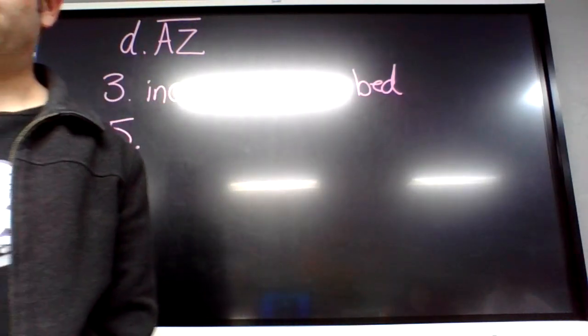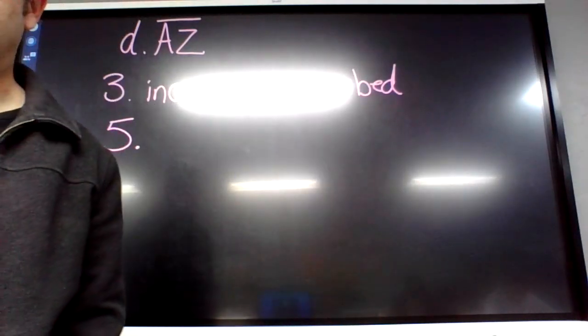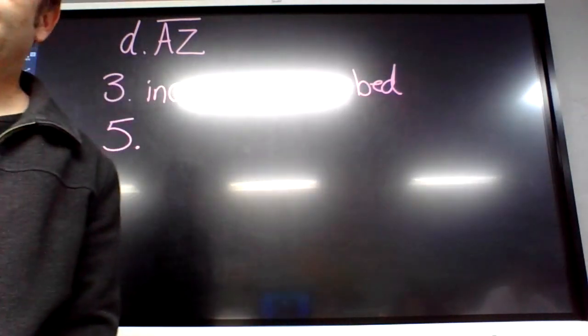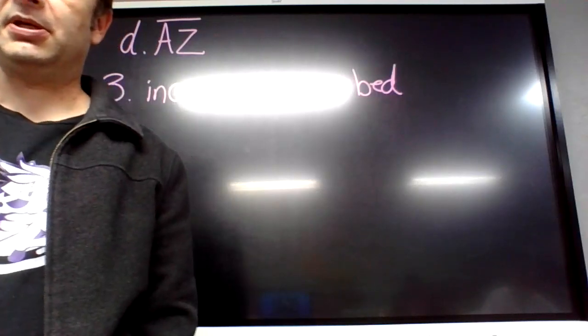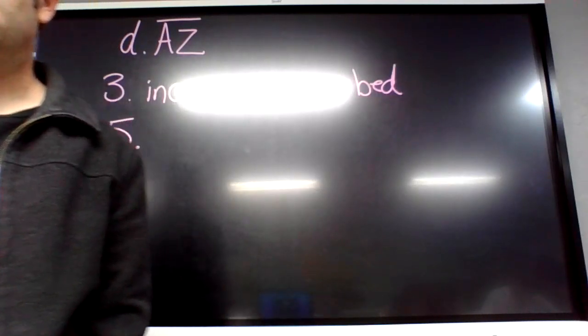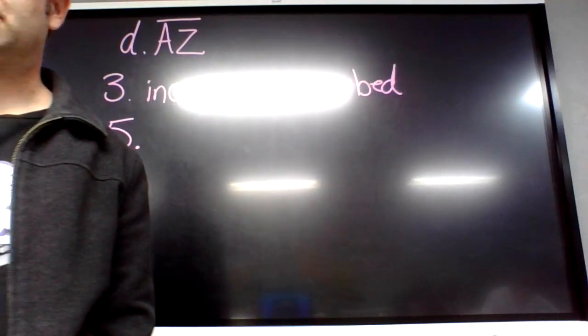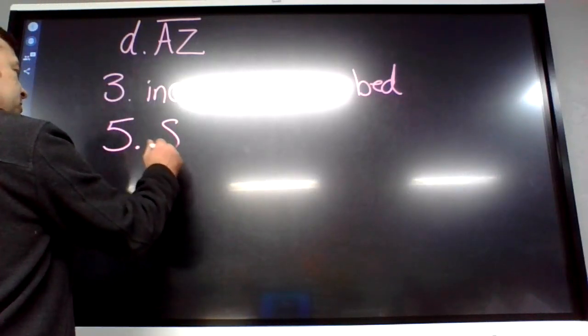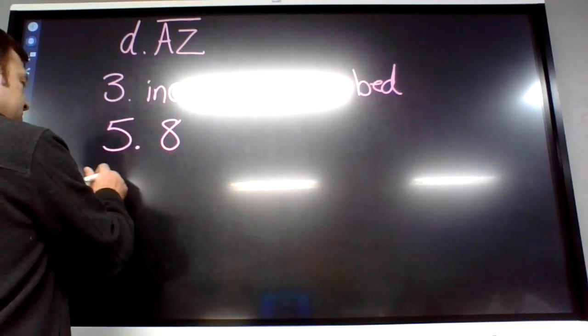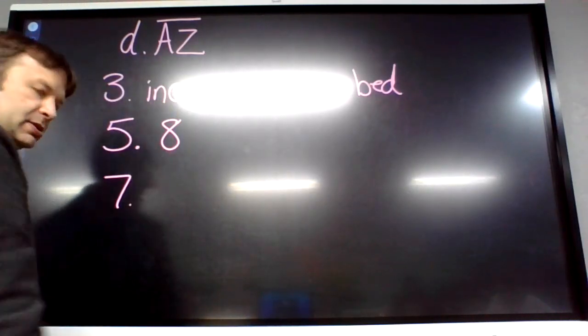Okay, number 5 is not a trick question. If SU is 8, SU is basically how far the incenter is from the side of the triangle. How long is ST? Also 8. Yeah, that's the special thing about incenters, they're the same distance from the sides.